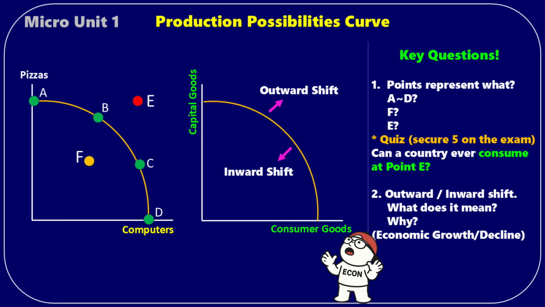Second graph, shifts of the PPC. When the entire curve moves, we are talking about economic growth or decline. An outward shift means the unattainable has become attainable. This is caused by an increase in the quantity or quality of resources, like a sudden baby boom or a better education system or a breakthrough in technology. On the flip side, an inward shift represents a decrease in a nation's production possibilities. This could be caused by a natural disaster destroying factories or a permanent loss of resources.